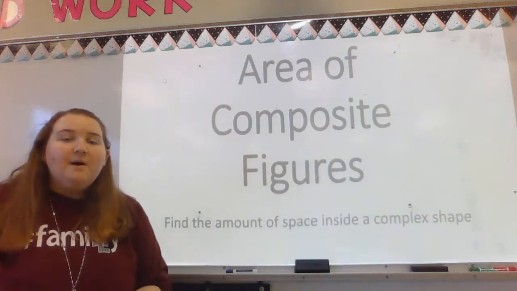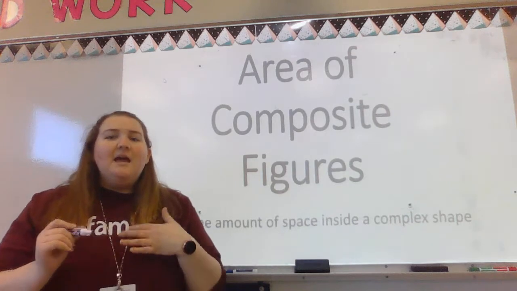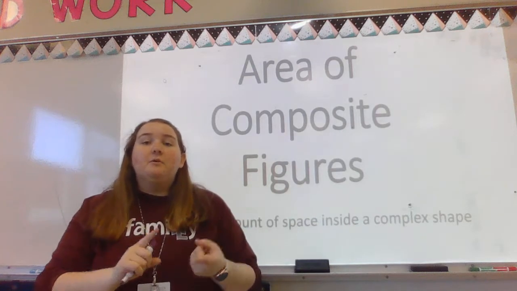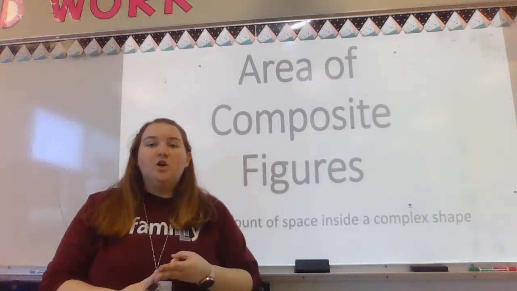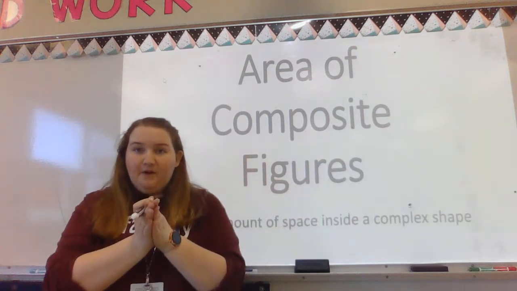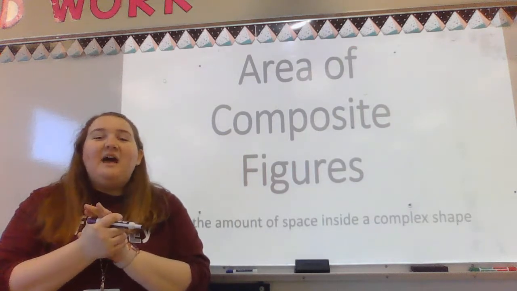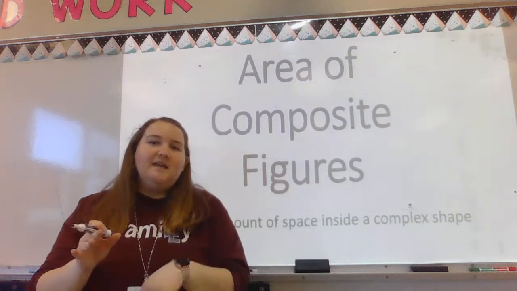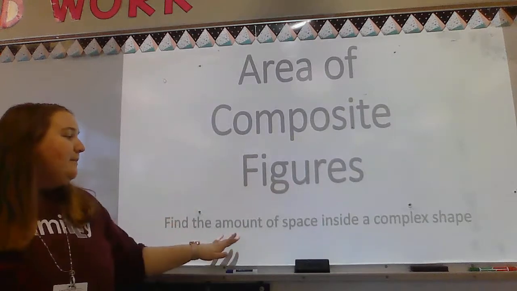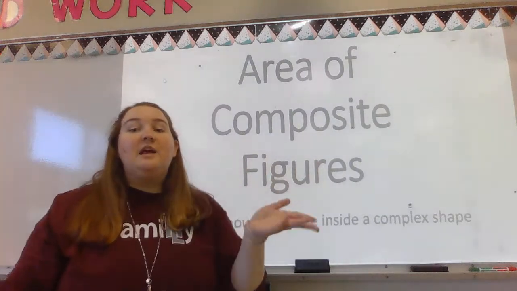So, area of composite figures. First of all, area. Area is how much is inside of a shape. Now, a composite figure. In the past, you've done area of rectangles, area of triangles, and area of circles. A composite figure is when you put more than one shape together, okay? So that means it has a rectangle and a rectangle and a triangle, a circle and a triangle, anything like that, okay? So we're finding the amount of space inside a complex figure, two or more shapes that are put together.